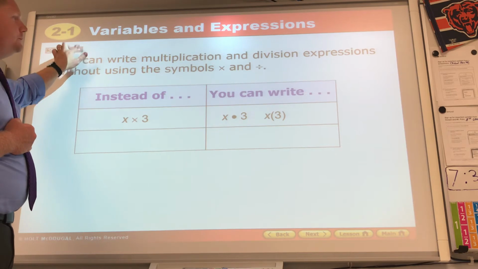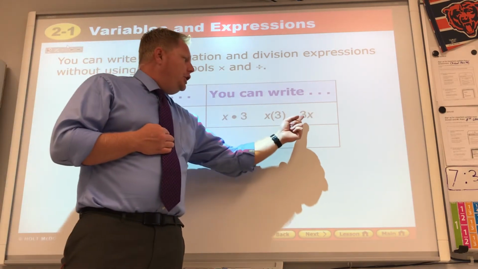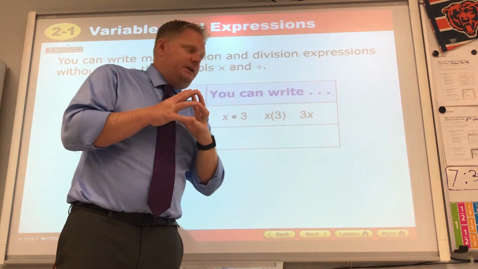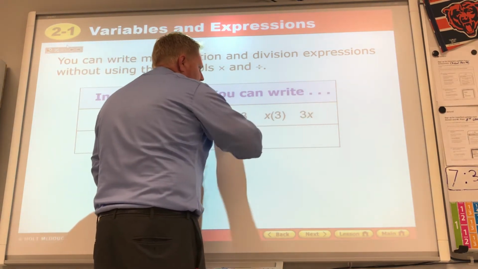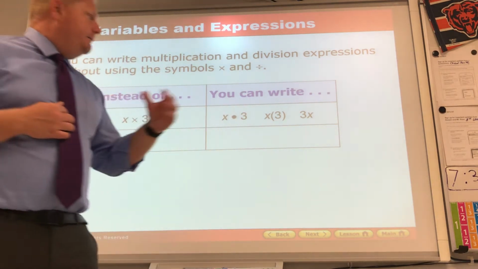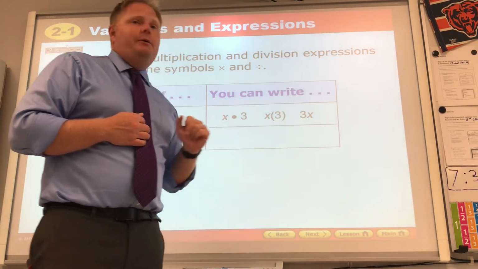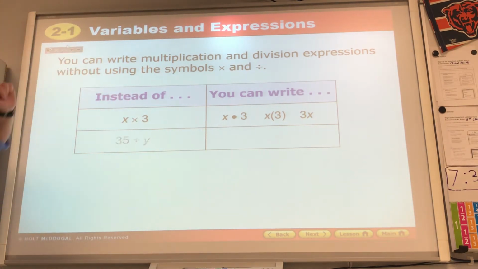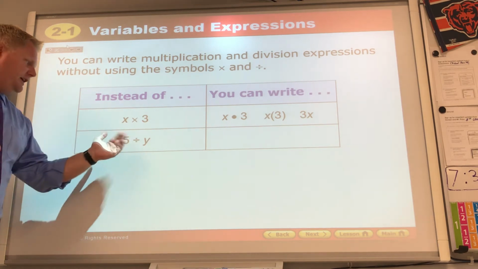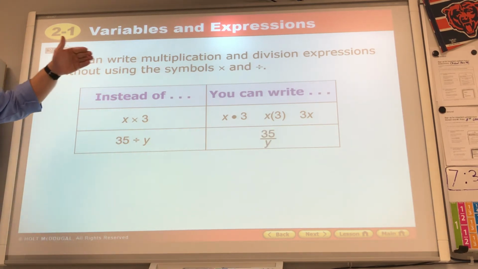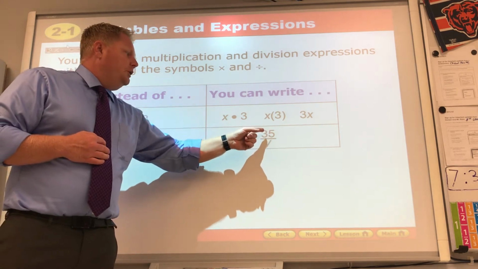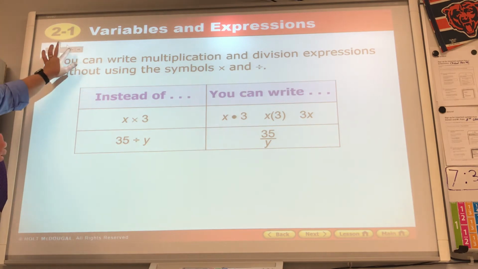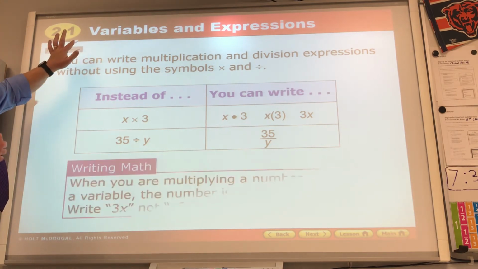Or, if there's no symbol at all, and just the number, the constant, next to the variable, that means multiplication. This is one of 3 ways that you can write it, and you'll start to see them all 3 ways, especially that one. So you need to know that that is multiplication. Then, division, 35 divided by y, can be written like a fraction. Numerator divided by denominator, always 35 divided by y. That is how you can write that one. Be ready to see these.